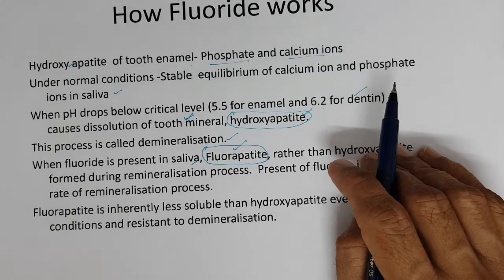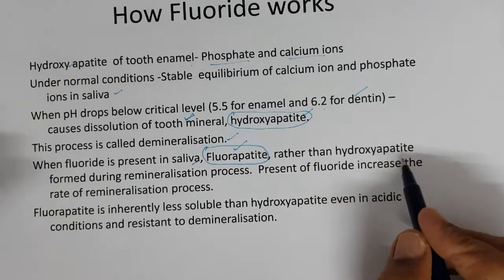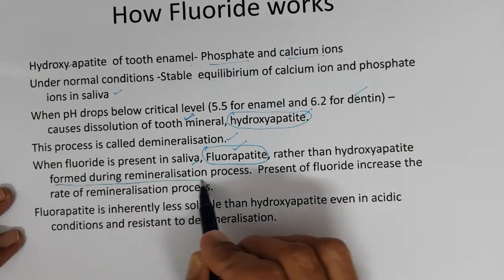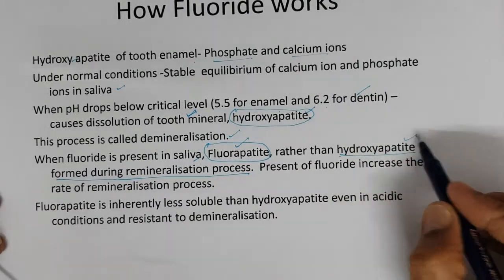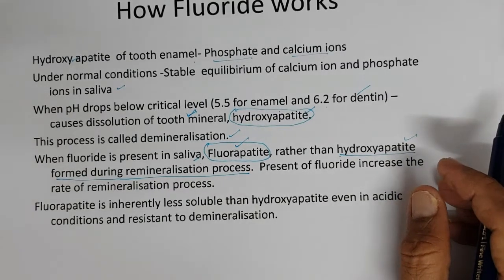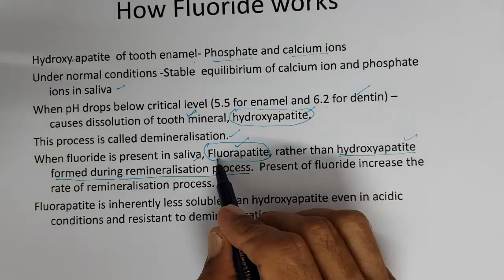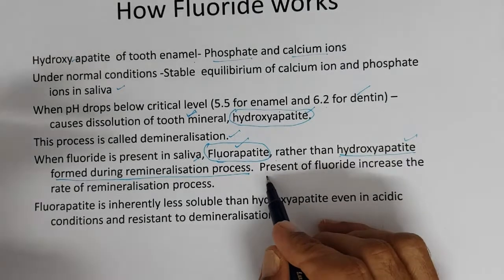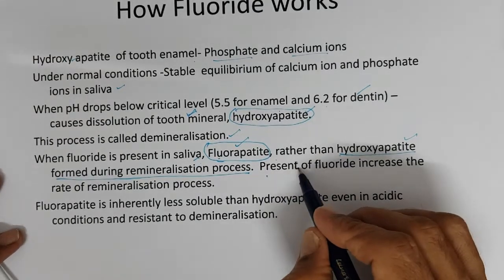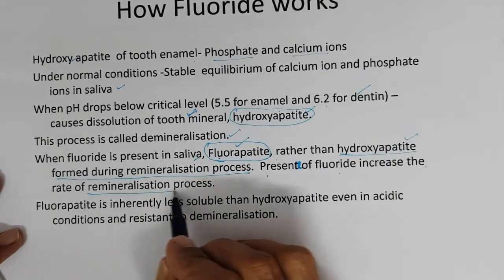Hydroxyapatite on the teeth, right? When fluoride is present in the saliva, fluoroapatite rather than hydroxyapatite is formed during the remineralization process. What happens? Instead of hydroxyapatite, which is the normal mineral in the teeth, fluoroapatite is formed and that gets redeposited. In the presence of fluoride, the rate of the mineralization process also increases.